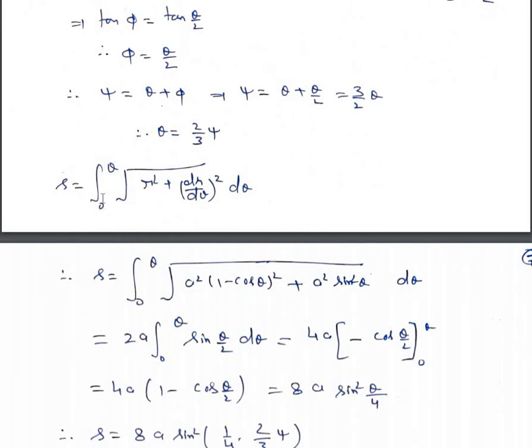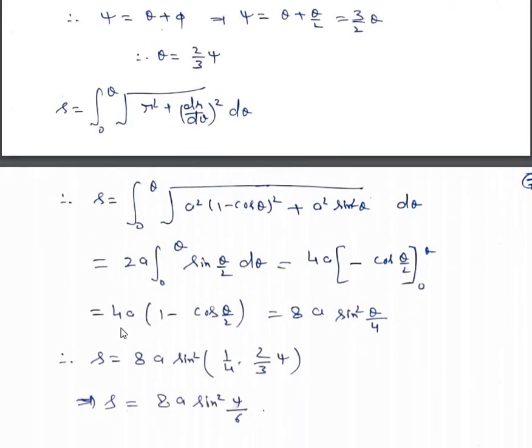Now again s is given by the integral from 0 to theta of under root of r square plus (dr upon d theta) whole square, d theta. Put the values of r and dr upon d theta. So we get s is equal to 2a times the integral from 0 to theta of sin theta by 2 d theta. Integrating, we get 4a times minus cos theta by 2 from 0 to theta, which is 4a times 1 minus cos theta by 2. Now 1 minus cos theta is 2 sin square theta by 2, so therefore this is 2 sin square theta by 4. So this is s is equal to 8a into sin square theta by 4.